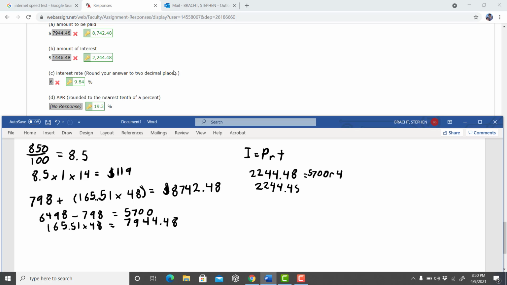2244.48 equals 5,700 times 4. That equals 22,800 times R. Divide both sides by 22,800, and you would get R equals 0.0984 or 9.84%. Okay. So that's the interest rate.